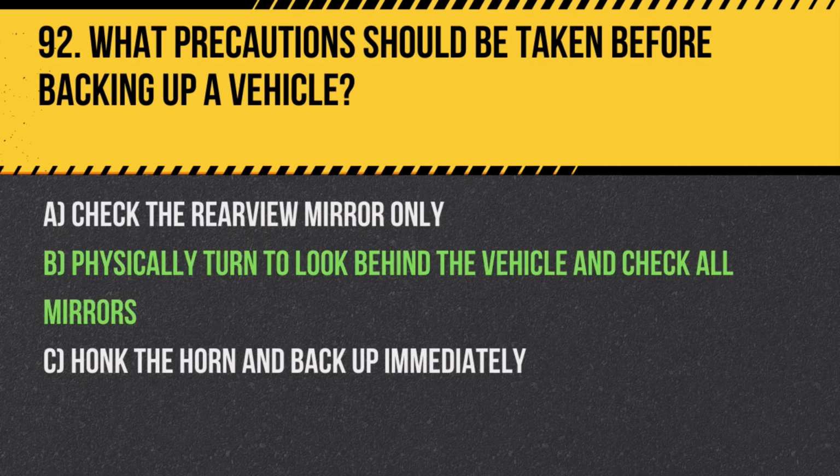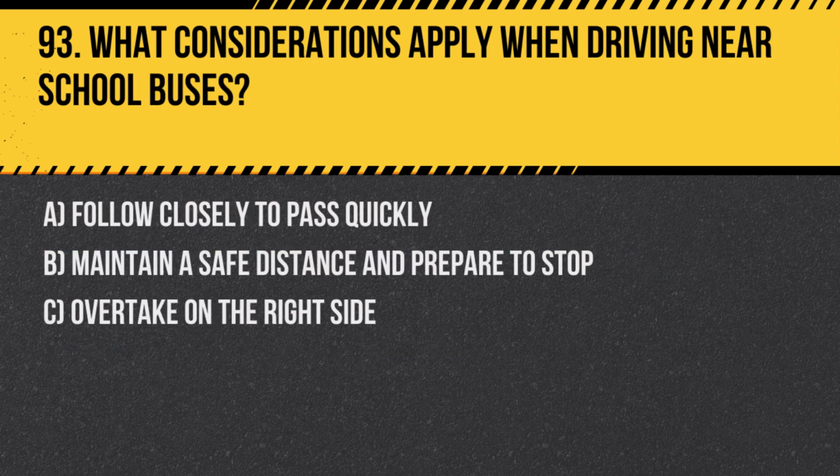Answer: B. Physically turn to look behind the vehicle and check all mirrors. Before backing up, it's crucial to check your surroundings visually by looking over your shoulder and using all mirrors to ensure the path is clear. Question 93. What considerations apply when driving near school buses? A. Follow closely to pass quickly. B. Maintain a safe distance and prepare to stop. C. Overtake on the right side.